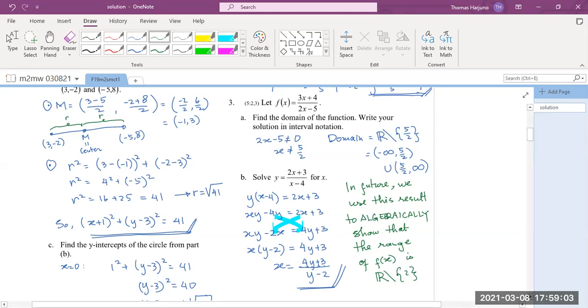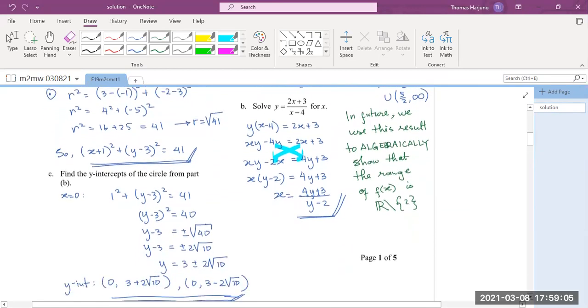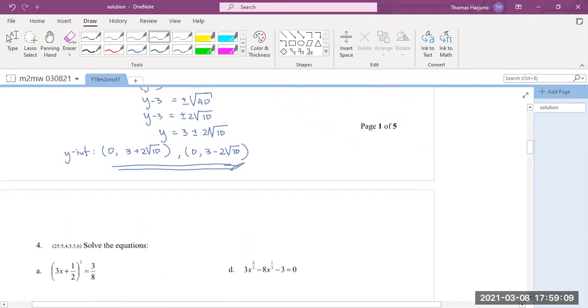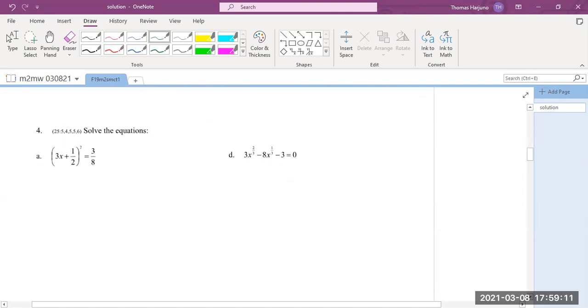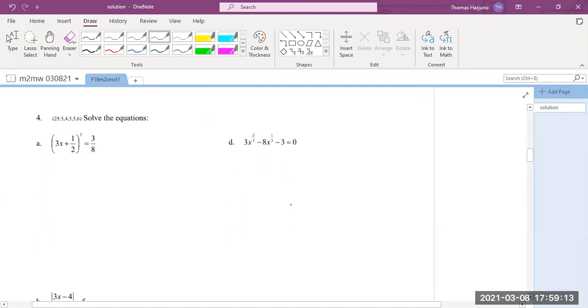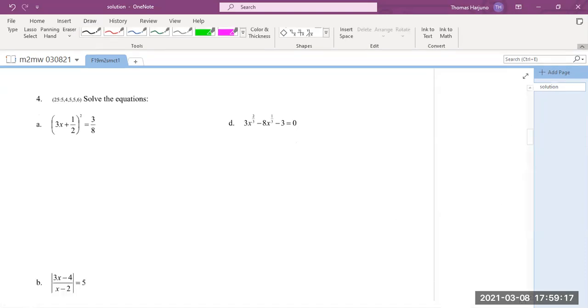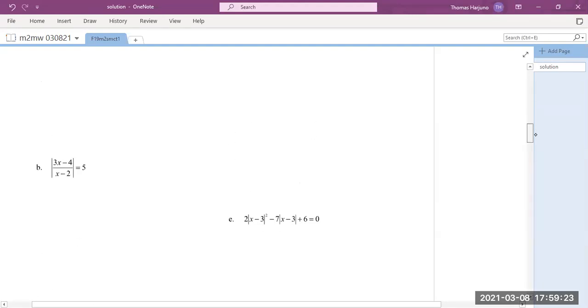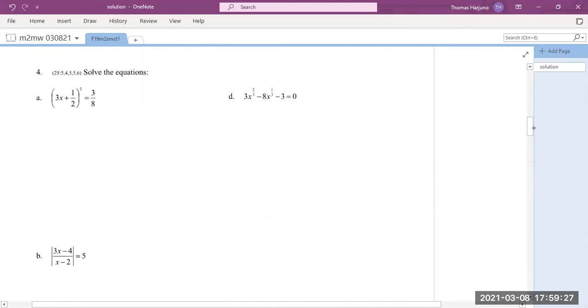Now let's go on with the next page. This time I want you to solve this equation. That's the equation. There are actually 5 questions on this page. Let me ask you to do these 3 problems first. Okay, A, B, and D.